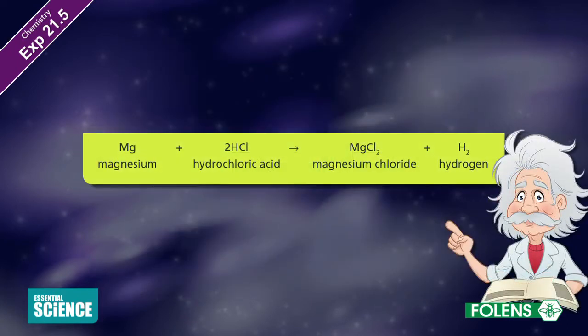The equation for the reaction is shown on the screen. Hydrogen gas is extremely flammable and forms an explosive mixture with air. No naked flames should be used in the laboratory.